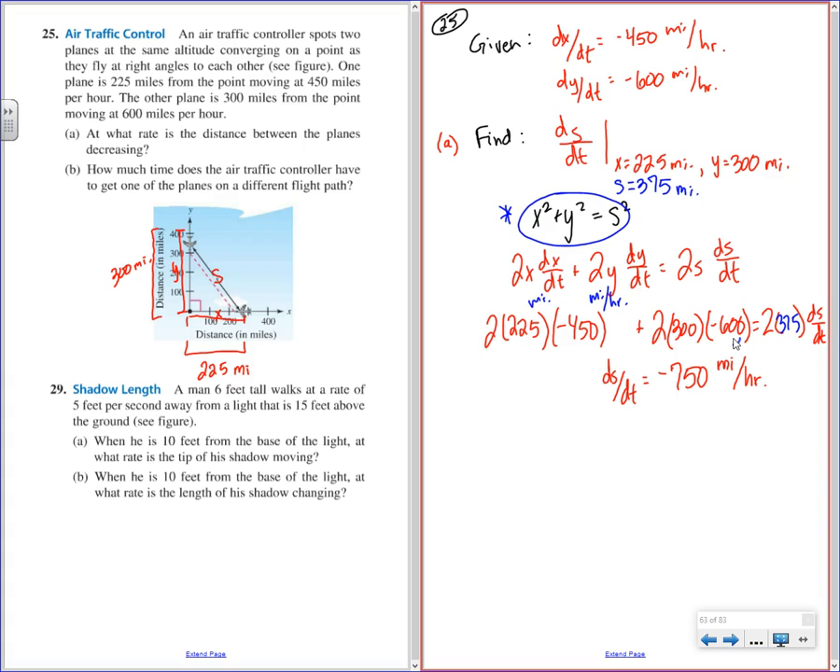Can you guys read letter B? I'll be helping you in a second. How much time does the air traffic controller have to get one of the planes on a different flight path?